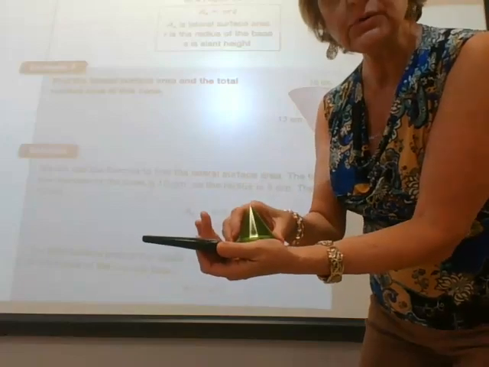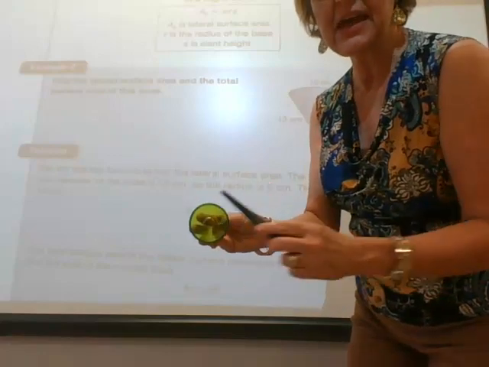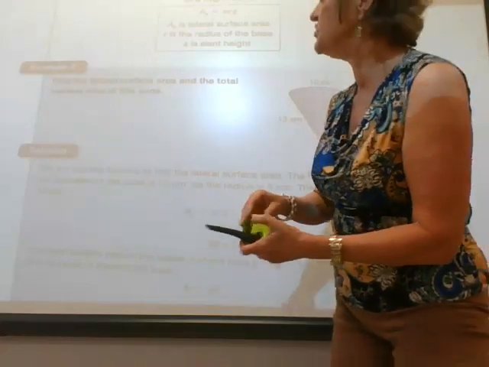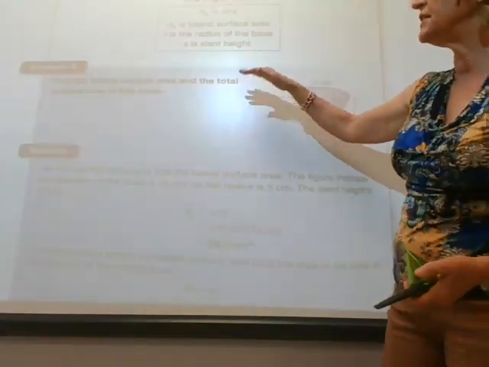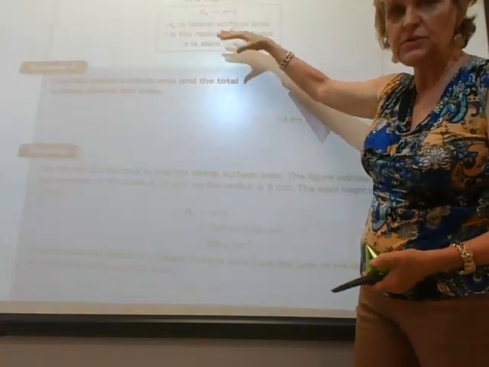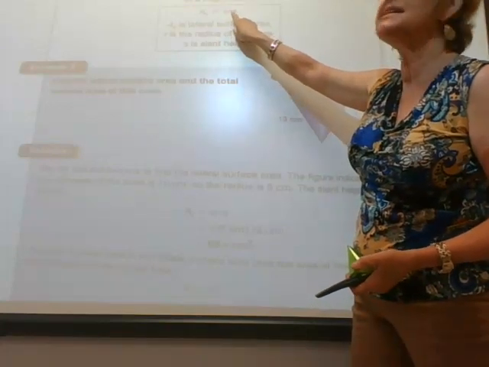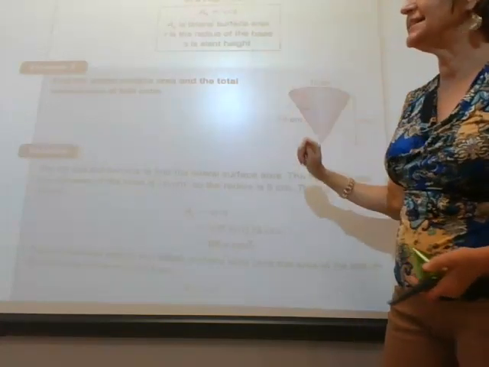So if we wanted total surface area, we'd find the lateral and the area of the circle and add it together. But if they just ask for the lateral surface area, then you're going to use this formula. Again, I'm going to give you this formula. You can use it. It is pi times radius times slant height.